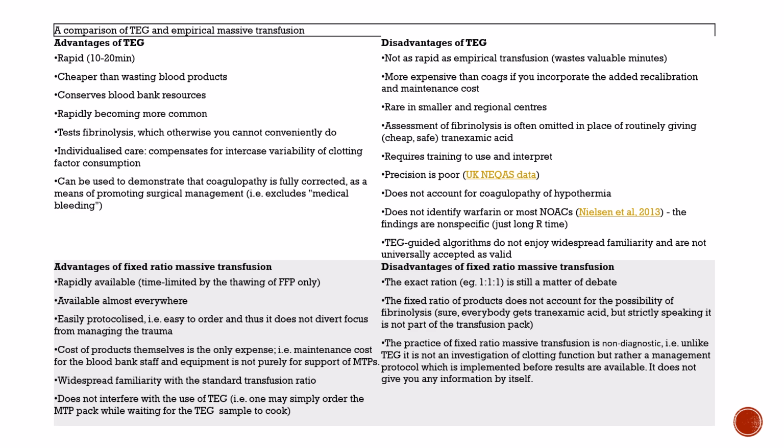Advantages of your fixed ratio massive transfusion: super reproducible, readily available. The only time limiting factor is that you've got to thaw stuff. It's really easy to protocolize. It's just lovely and simple and quick, and is going to be probably not harmful for most people. And you can do ROTEM at the same time. You can start with your fixed ratio and send off your ROTEM.